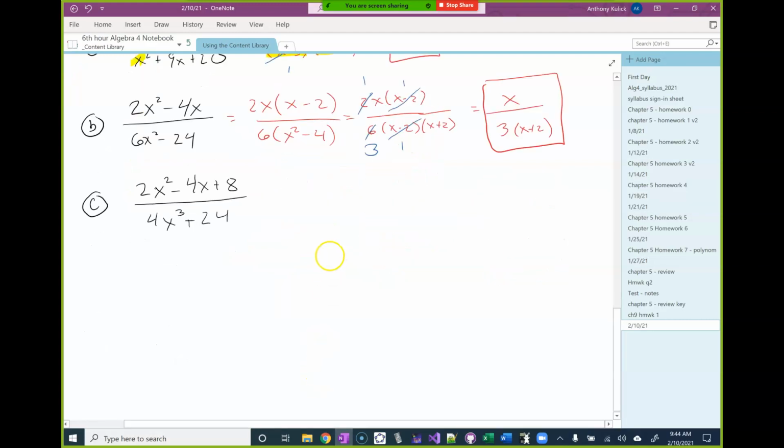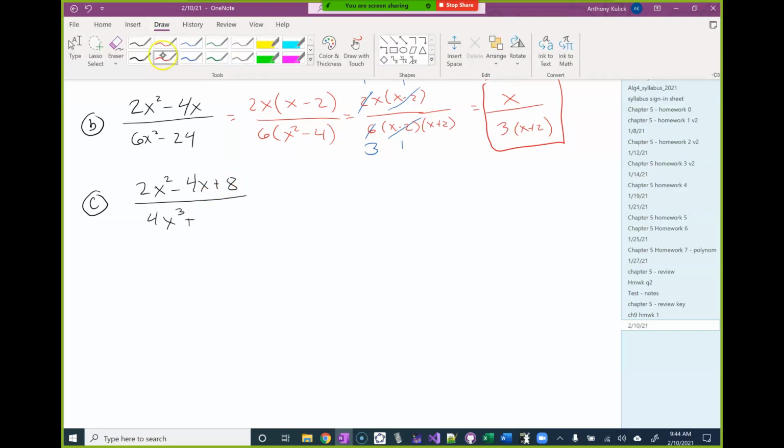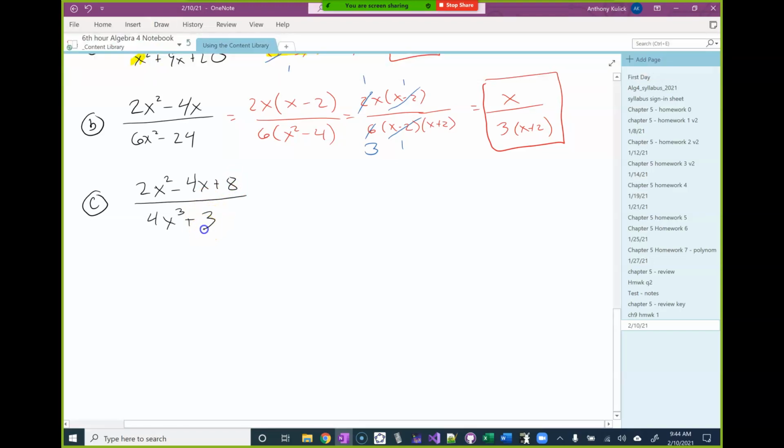So here, in the numerator, we have 2x squared minus 4x plus 8. In the denominator, we have 4x cubed plus, oops, let's make that 32 is what I meant that to be. My apologies. I want to be able to do something with this problem.